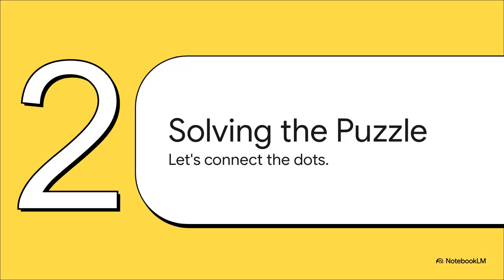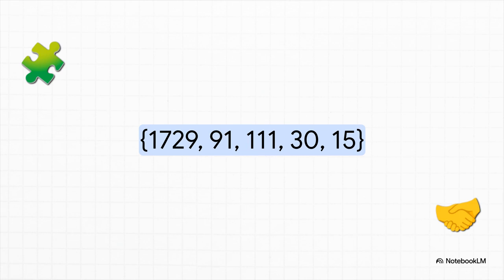All right, we have our 6 pillars, we've gathered our tools. It's time to go back to our puzzle and watch all the connections just fall into place. Here they are again: 1729, 91, 111, 30, and 15. They probably still look a little random, but now we've got our munasaba lens on. Now we can finally see that hidden web of relational coherence.